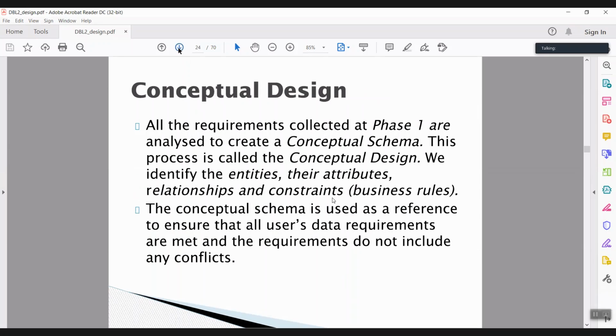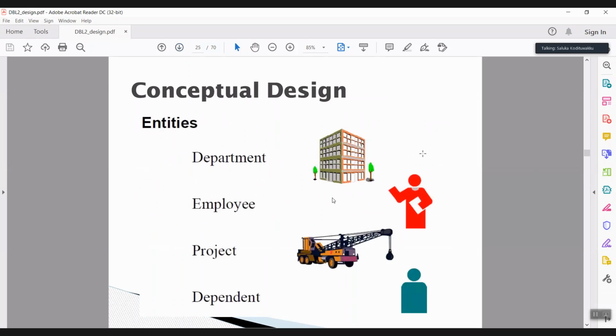We talk about the conceptual design. Now, when it comes to the conceptual design, what we talk about from here onward is how to perform this conceptual design. As discussed earlier, the first thing we have to do is analyze the mini-world and then identify the entities. In this particular example, you can see that 4 entities have been identified in this project: department, employee, project, and dependent.